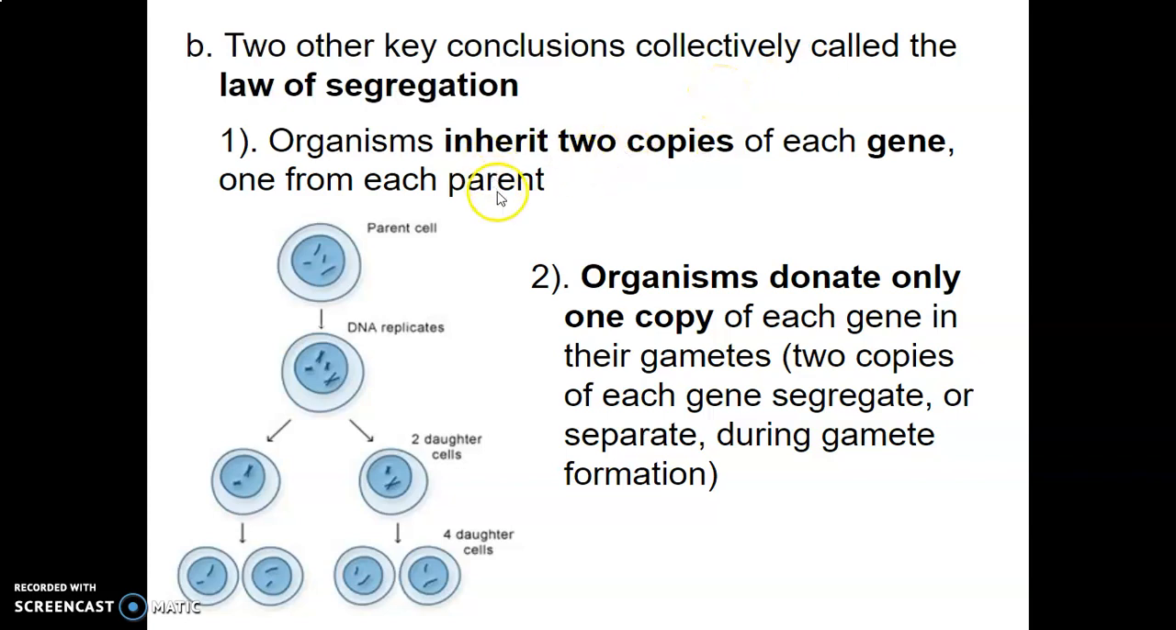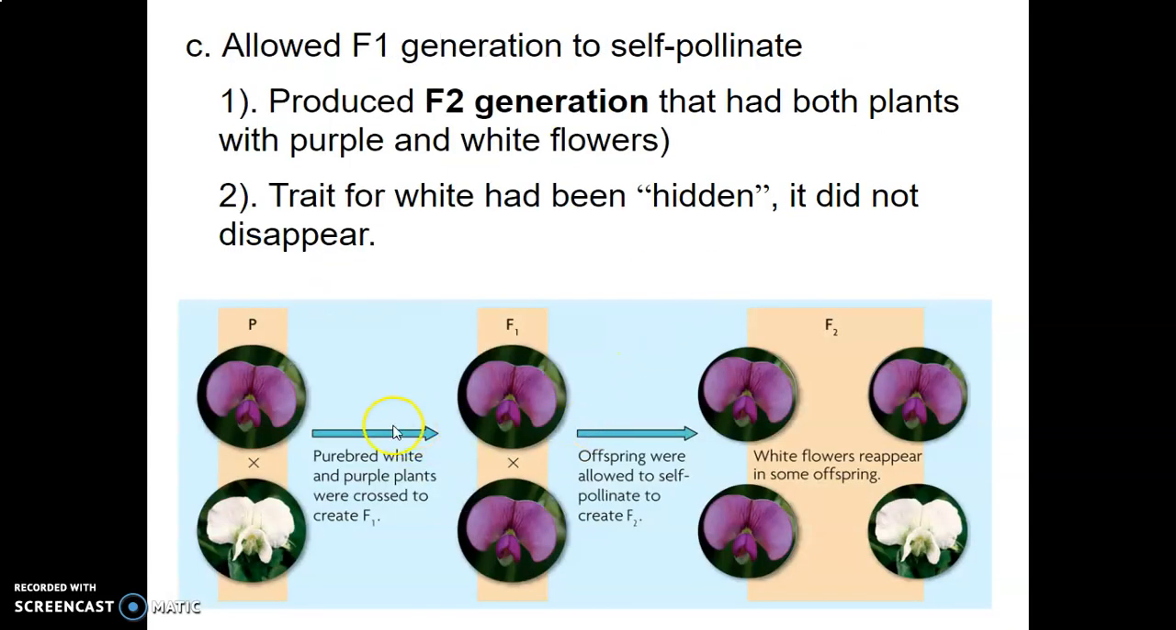One other thing that he saw and concluded was that organisms inherit 2 copies of each gene, one from each parent. We've looked at meiosis, and that's kind of what's going on right here. Through meiosis, we get half the chromosomes, or a haploid number, from mom and half from dad. Here's why he saw that. The second part: organisms donate only 1 copy of each gene in their gametes, but it takes 2 of each gene that comes together. So he saw that based on this whole principle.